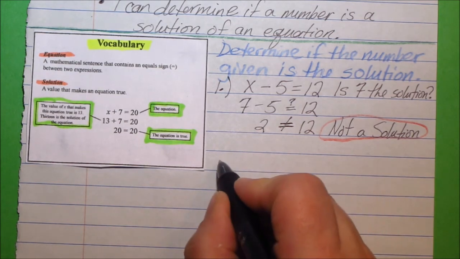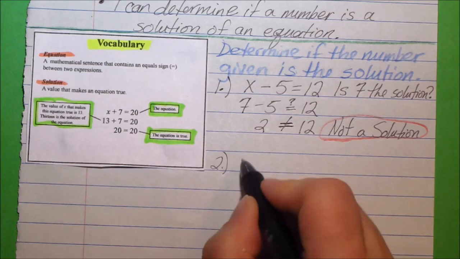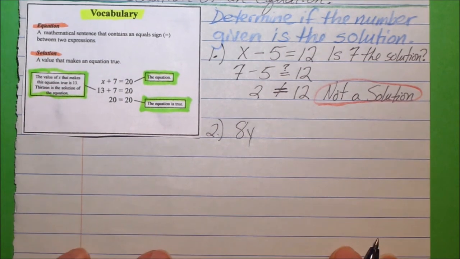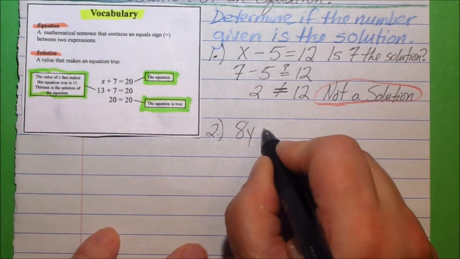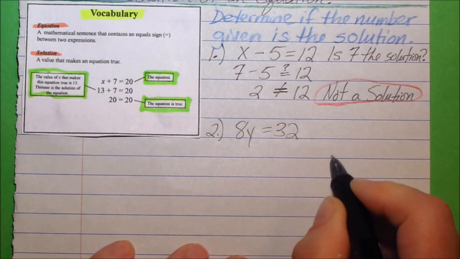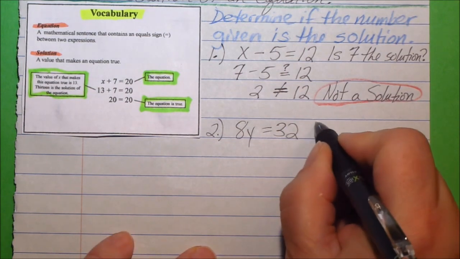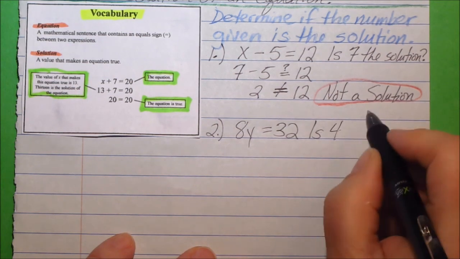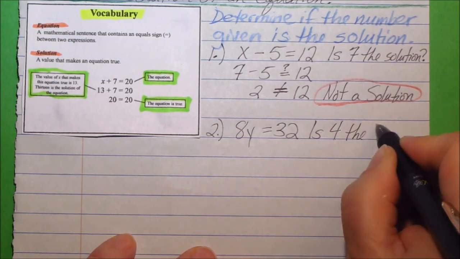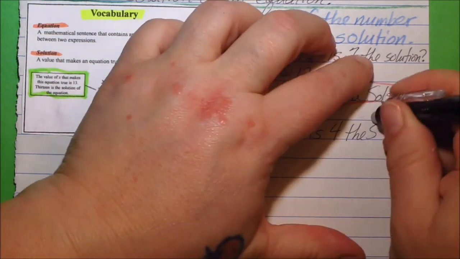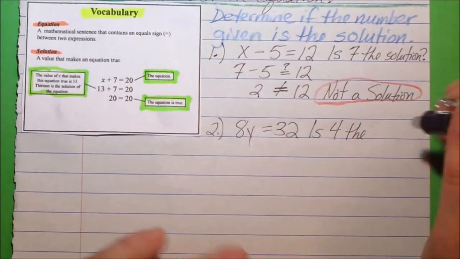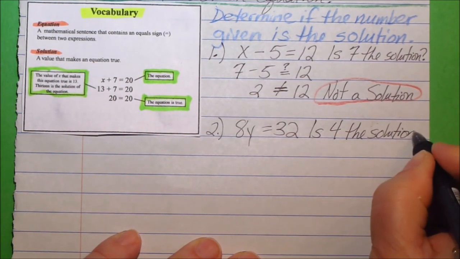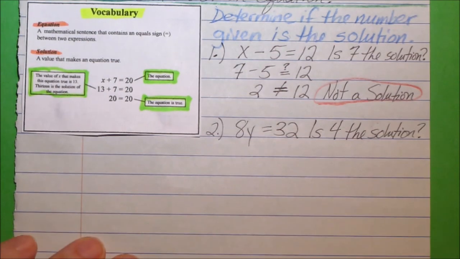All right? So let's look at another example. Our next one is 8y equals 32. And it asks us, is 4 the solution? I should capitalize that. Is 4 the solution?